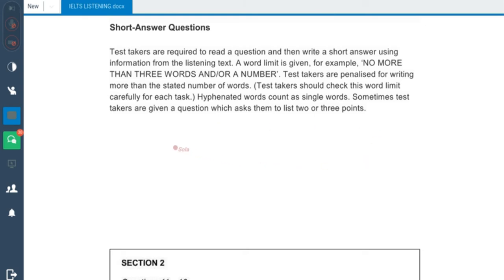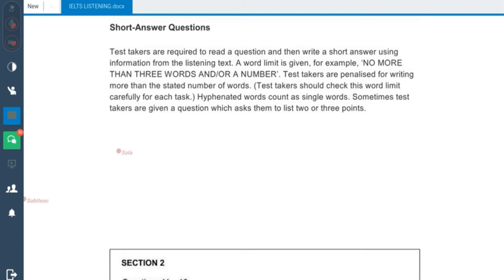Now, I want to ask you a question before I show you an example of short answer questions. Look at this particular instruction: no more than 3 words and or a number. Could you please tell me all the correct possibilities for this instruction? Let me give you an example. It says no more than 3 words and or a number. That means one word could be correct.